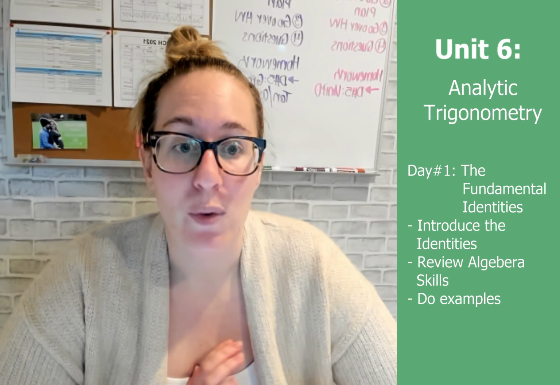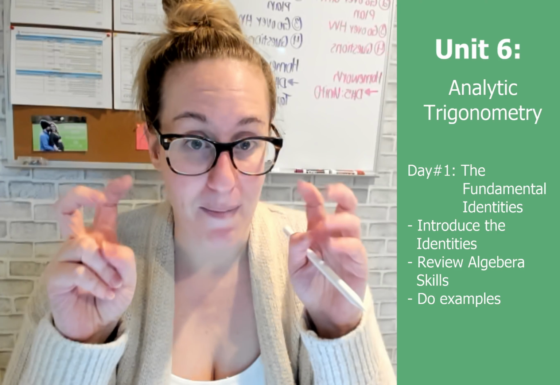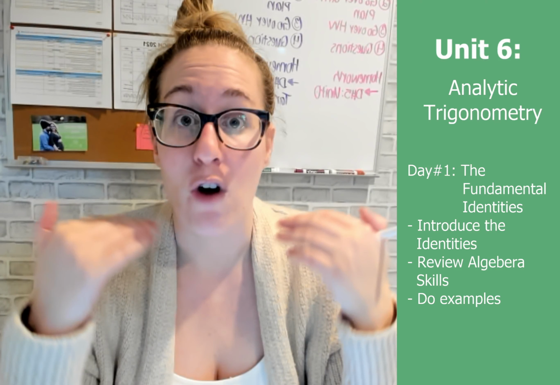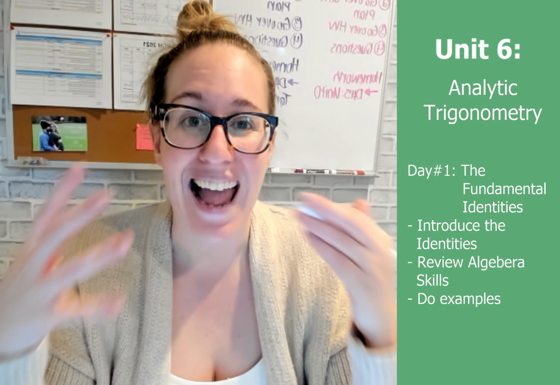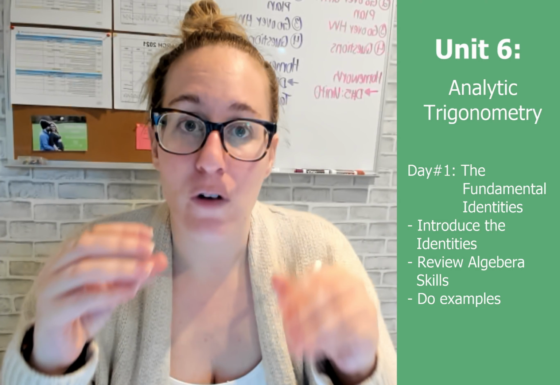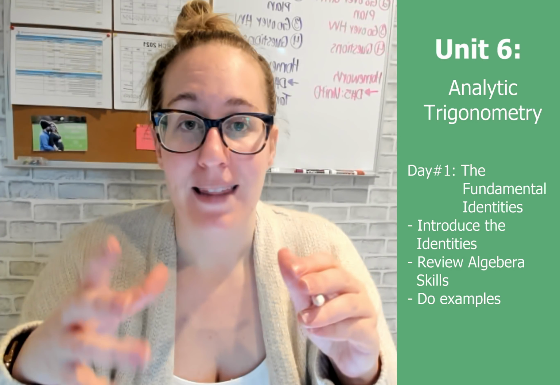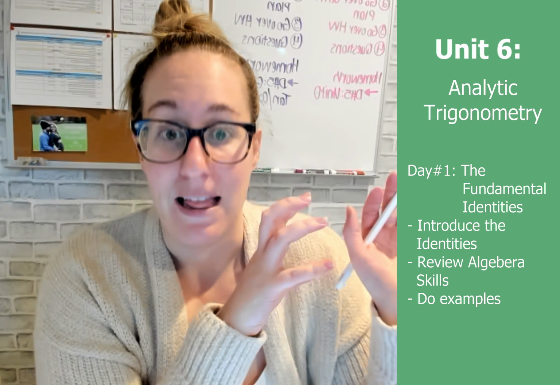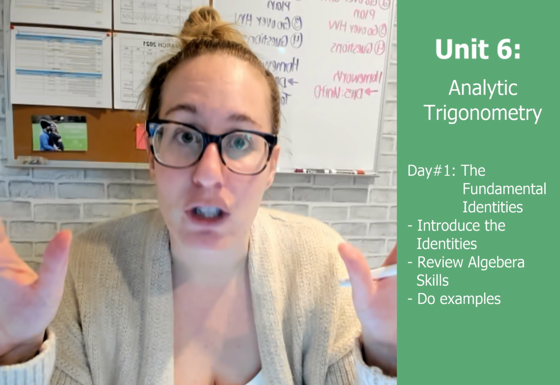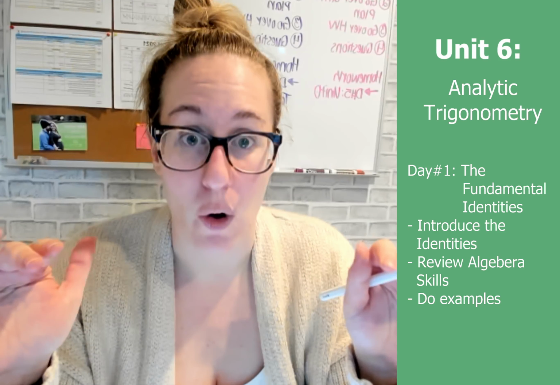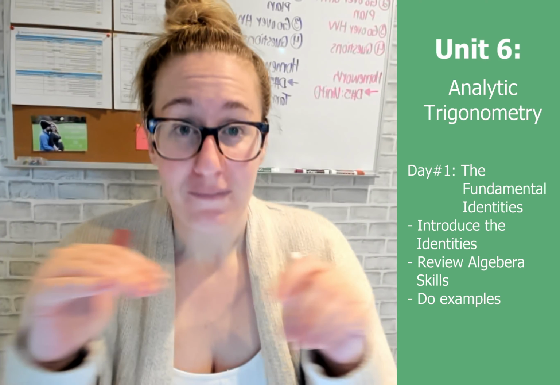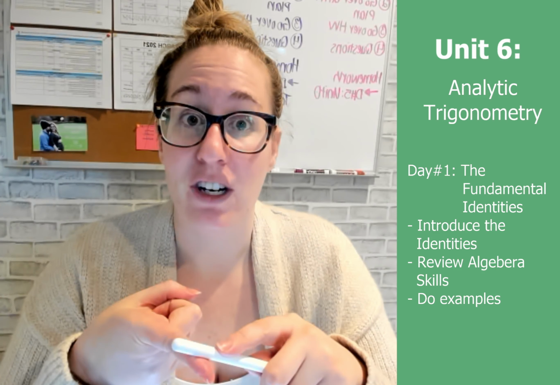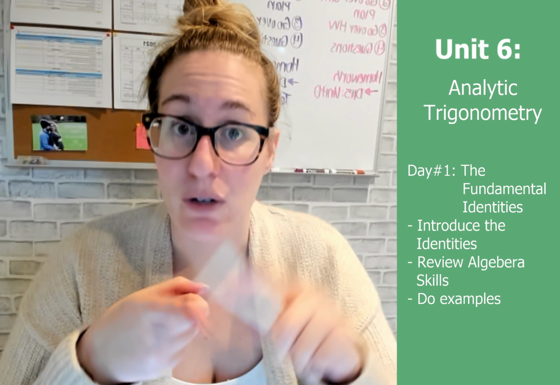Now, the reason that we are doing these fundamental identities is because we're going to use them eventually to solve equations. So our end goal for this unit is to be able to solve trigonometric equations. That means we're going to have a bunch of trig functions, an equal sign, and then something on the other side, and we're going to have to solve for the variable. That is our end goal. But before we can get there, there's a lot of stuff we have to talk about. So these identities are things that are going to help us get to solving those equations.